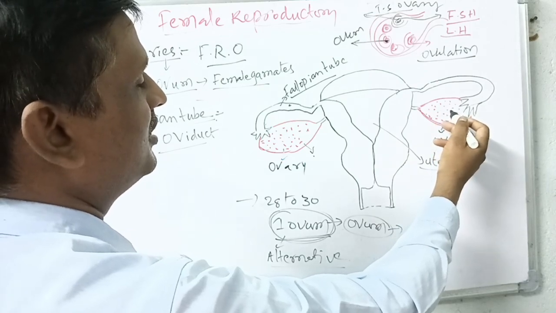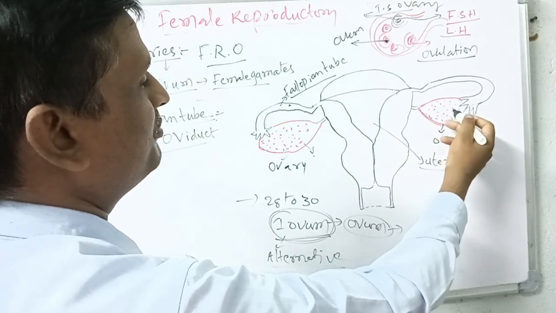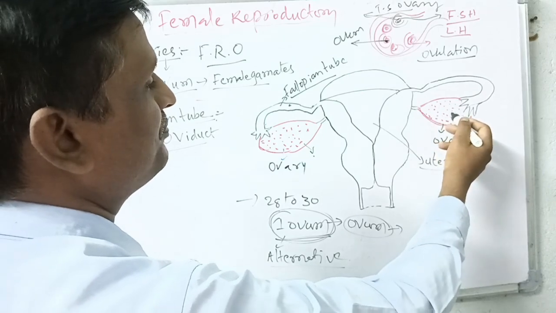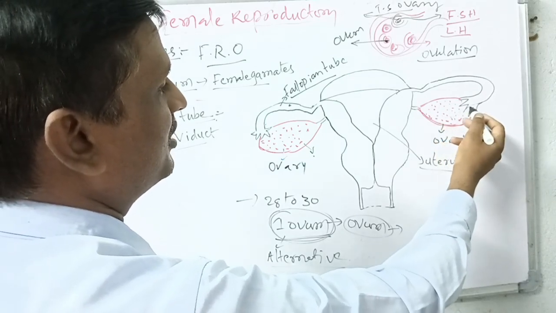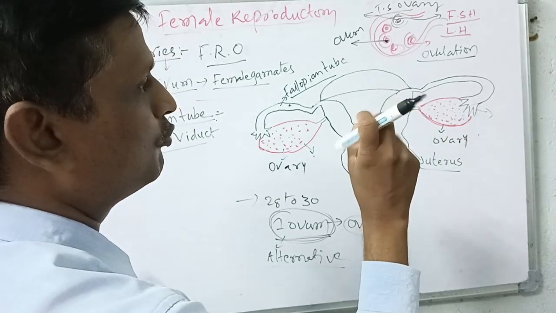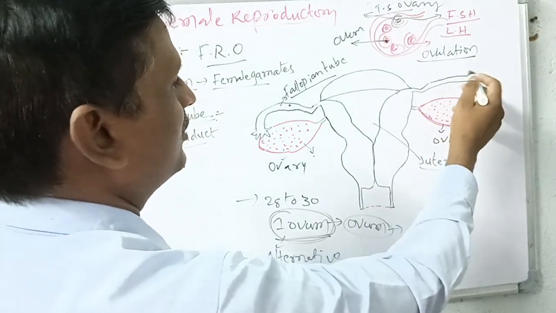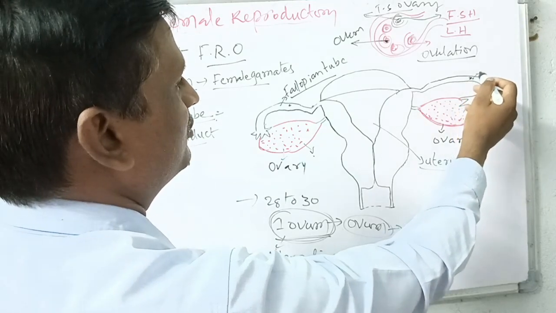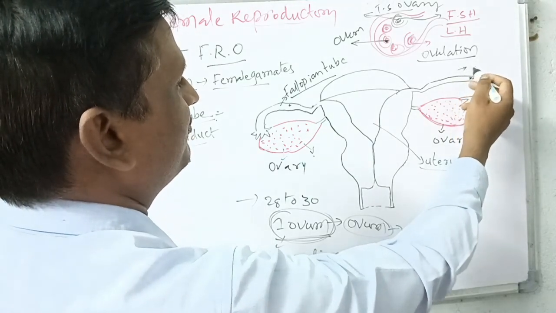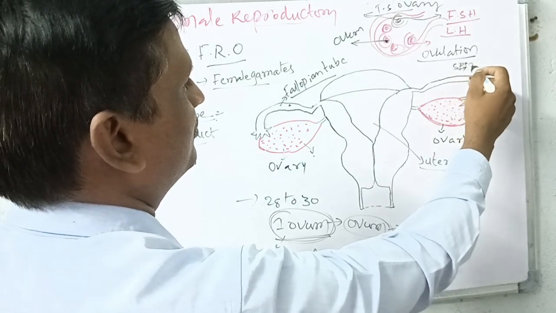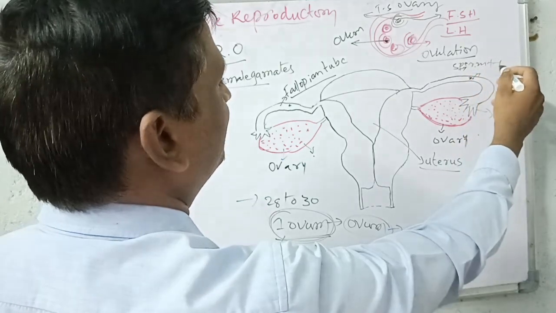When the ovum releases from the ovary, it is directly released into the body cavity. When the ovum is released into the body cavity, these finger-like projections can move and collect the ovum, and it can be stored in the fallopian tube. When the male gamete and female gamete, that means the sperm and ovum, are fused together, that leads to fertilization.